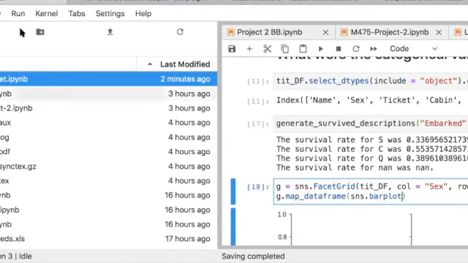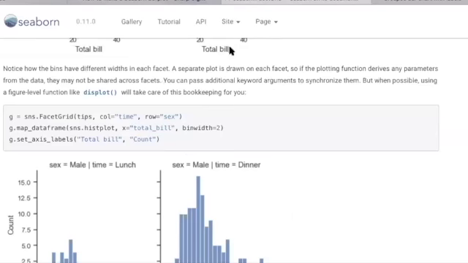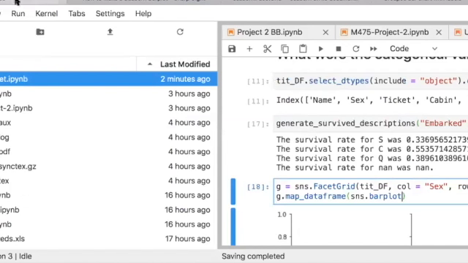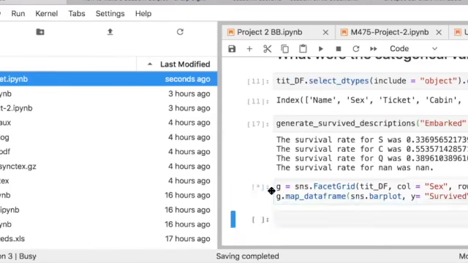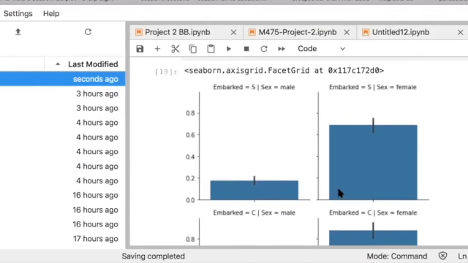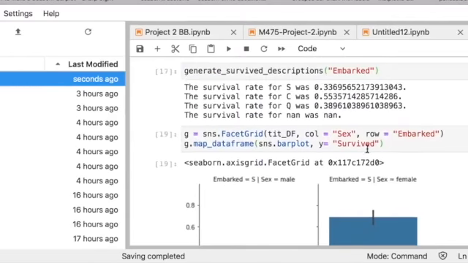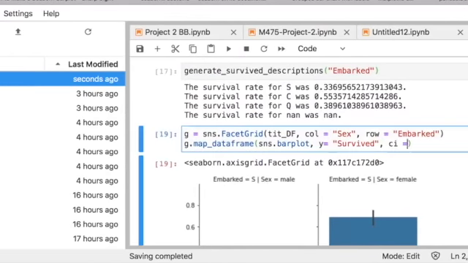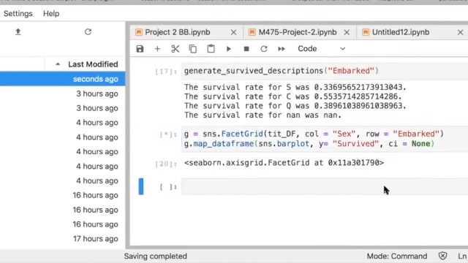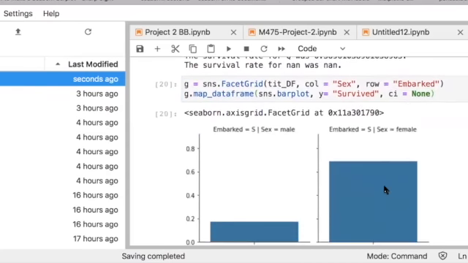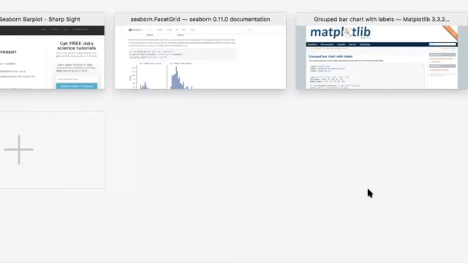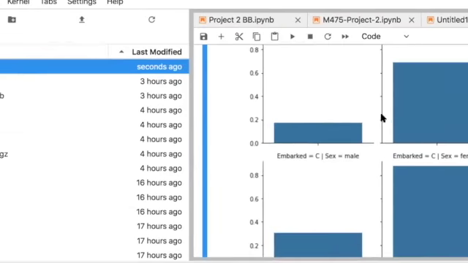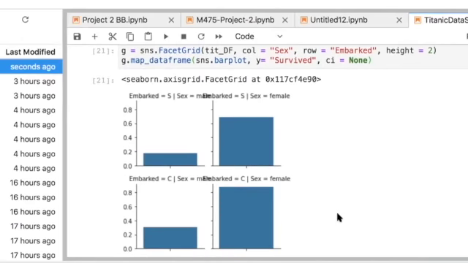And do I get to set additional arguments for that? I guess that I need for y to be survived. So you see how this interacts. I'm hoping that I can set CI to be none also. And it looks like I can. So let me see if I can make this bigger. Maybe I can set the height argument explicitly here. I'm not sure. Okay, so that's more visualizable.